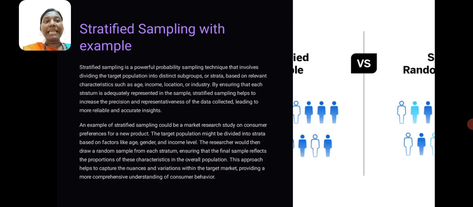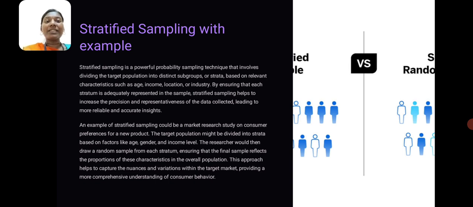Now, stratified sampling, with example. Stratified sampling is a powerful probability sampling technique that involves dividing the targeted population into distinct subgroups or strata based on relevant characteristics such as age, income, location, or industry. By ensuring that each stratum has adequate representation in the sample, stratified sampling helps to increase the precision and representativeness of the data collected, leading to more reliable and accurate insights.